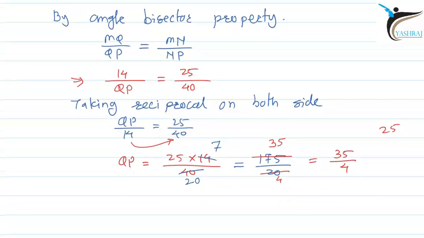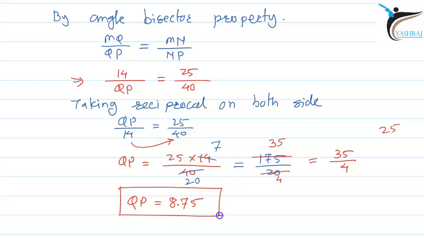Now divide 35 by 4. We get QP equals 8.75. Hence we have our answer: QP is 8.75.